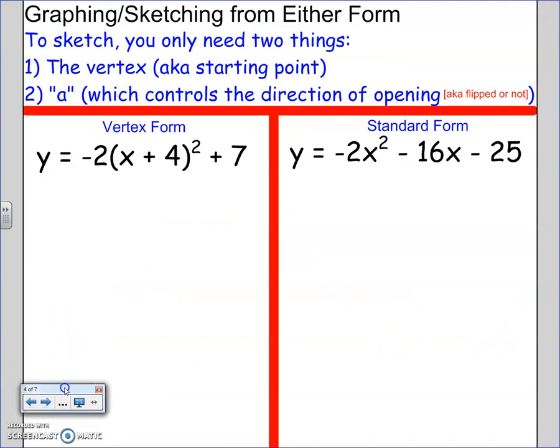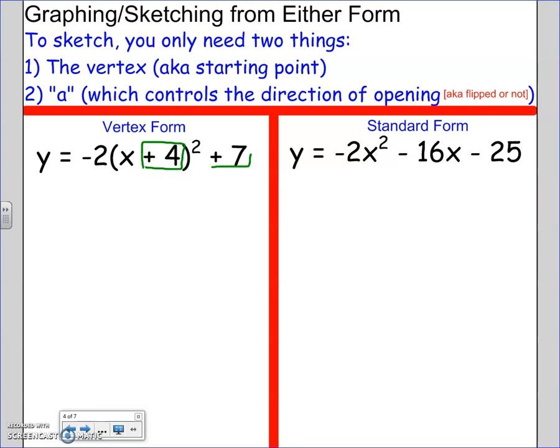Alright, make sure you can graph and sketch both forms. To graph or sketch, you just need two things: the vertex, the starting point, and then a, which tells you the graph is going up or upside down. So from this left side, we know this and this. We know the vertex, or (h, k), is going to be negative 4, positive 7, because we know going left 4, up 7. We also know a, right here, I'll do it in blue, tells us we are flipped. And if you want to be technical, we can say vertical stretch by a factor of 2.